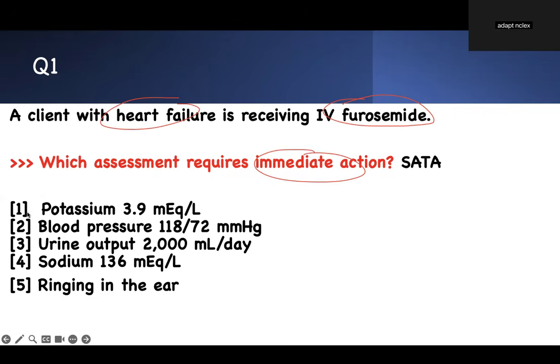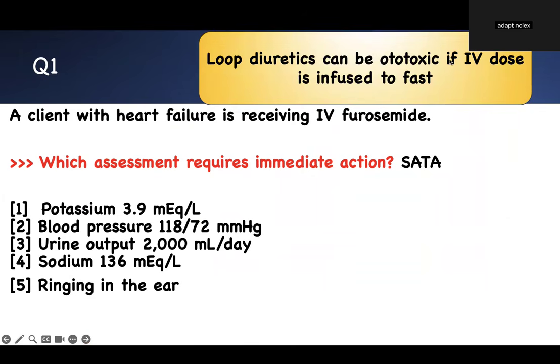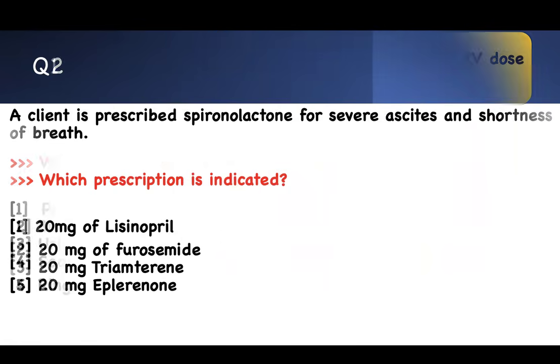If you give somebody furosemide too quickly, that's what happens. And therefore, the buzzword is what? Loop diuretics can be ototoxic. Therefore, if you give it to the patient, slow it down. Don't go too fast. The right answer is what? Ringing in the ear. One answer choice. Therefore, when you see select all that apply, be careful. Don't over-select.